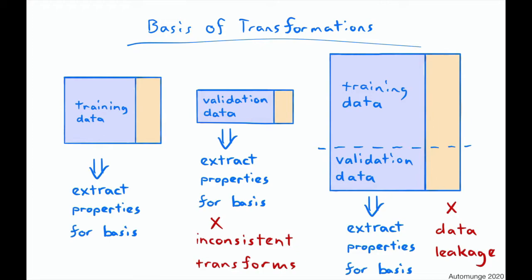Another way to go about extracting properties for the basis of transformations could be to just lump all the sets together in evaluation. For example, we could evaluate the mean of a column, including both the training and validation data in aggregate. It turns out this approach also has a problem in that it can lead to what is called data leakage, by which we mean that when we go to train our model, some of the properties of the validation set will have leaked into the training set, which means our validation assessment could overstate the model's accuracy score.